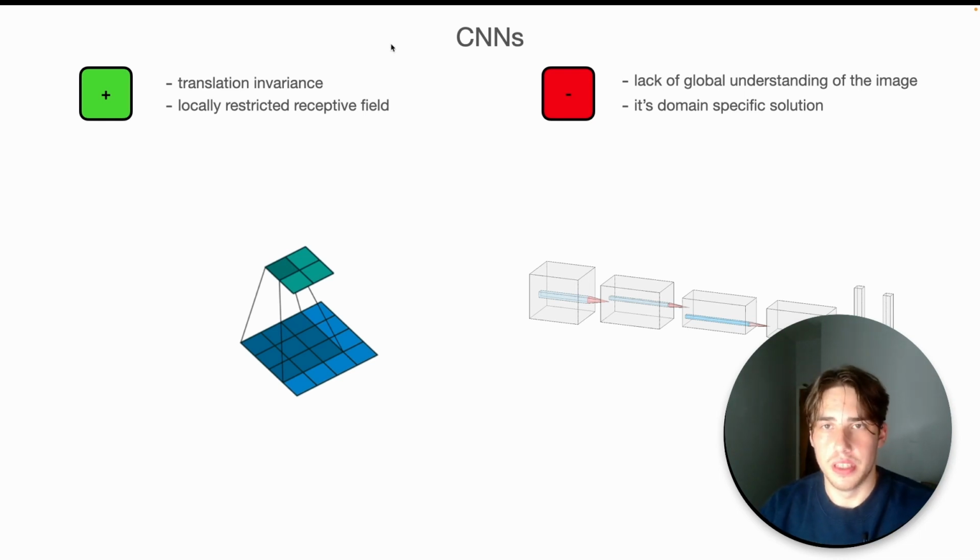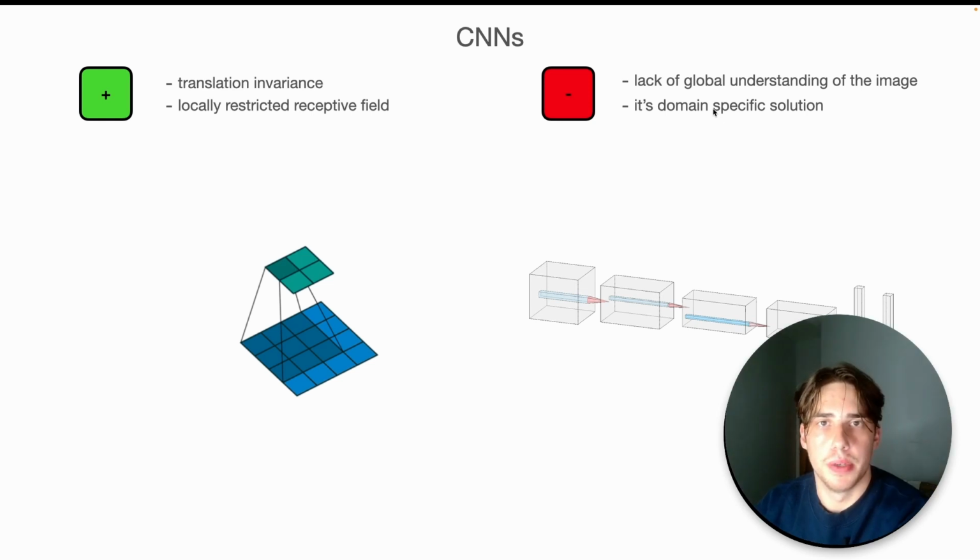When it comes to the drawbacks, it lacks a global understanding of the image. As we know, it has this sliding window, but it doesn't have the overall view of the image. So that's also a problem. And it's a domain-specific solution, created only to analyze images.